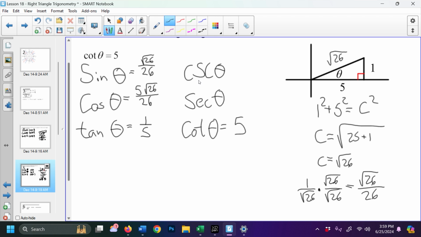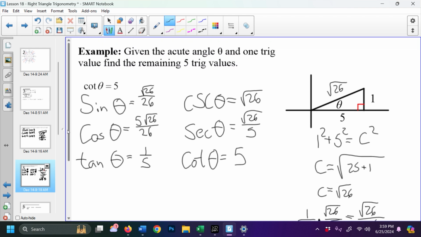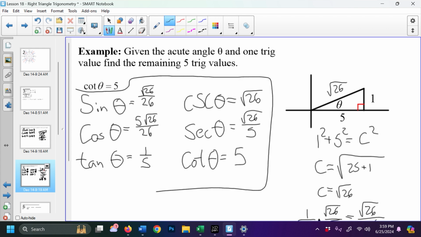Now, cosecant is the reciprocal of this thing. But if I take the reciprocal of it, I'll put the square root back on the bottom. So I'll have to do more work. All right. So in this case, the cosecant will be the hypotenuse, since it's the reciprocal, over the opposite side. So square root of 26 over 1 would just be square root of 26. And then if I do the secant, that would be the hypotenuse over the adjacent side, which is square root of 26 all over 5. And I have given you all of the remaining trig values.